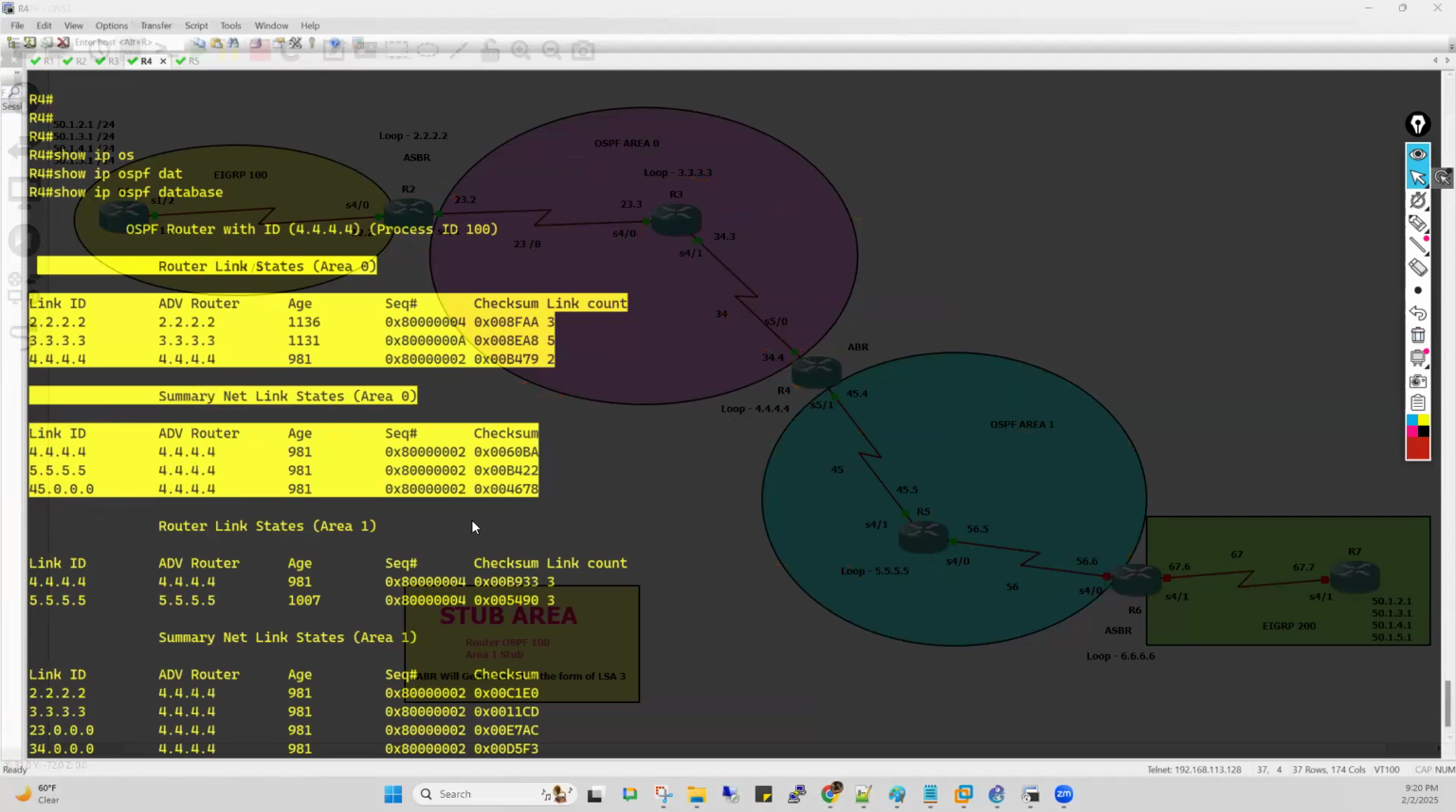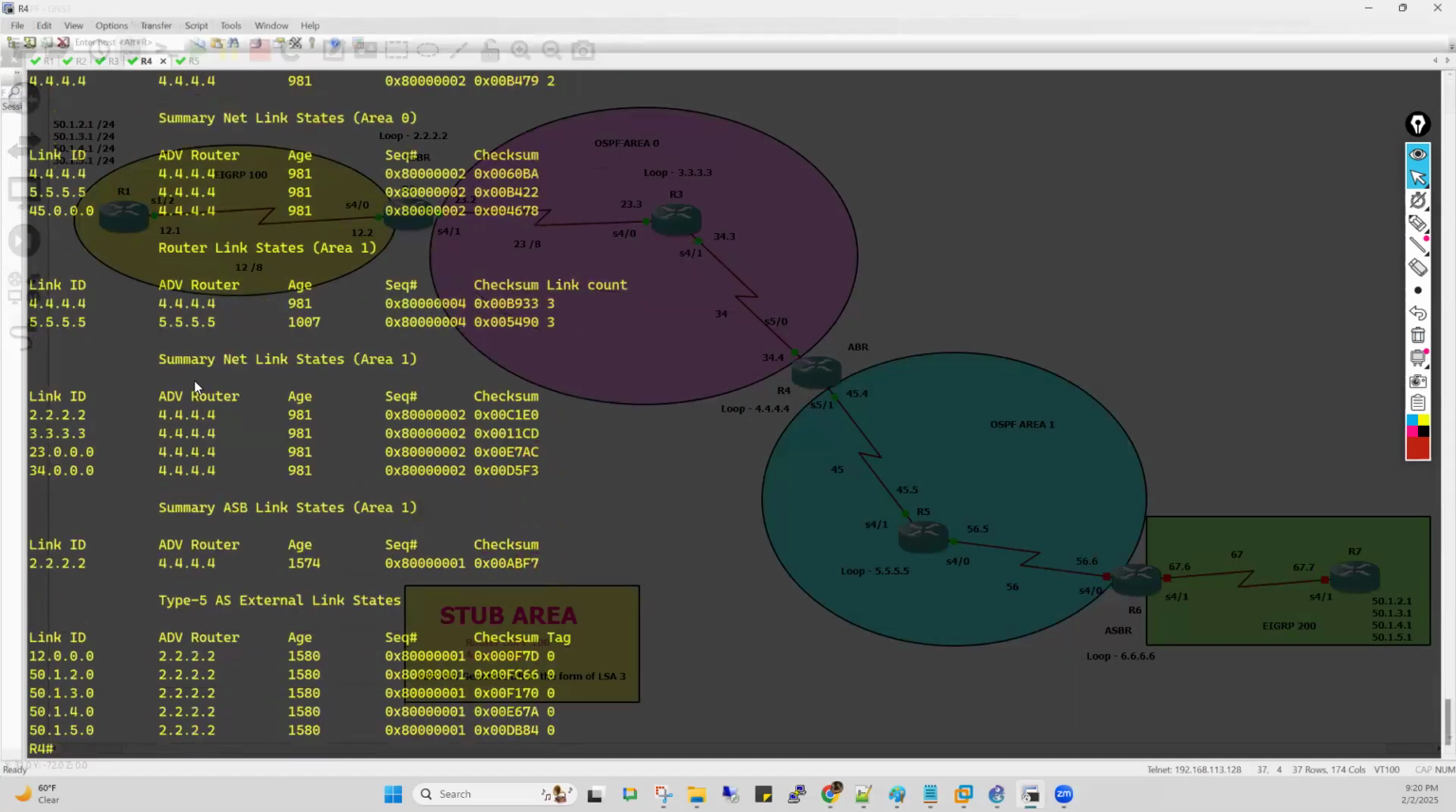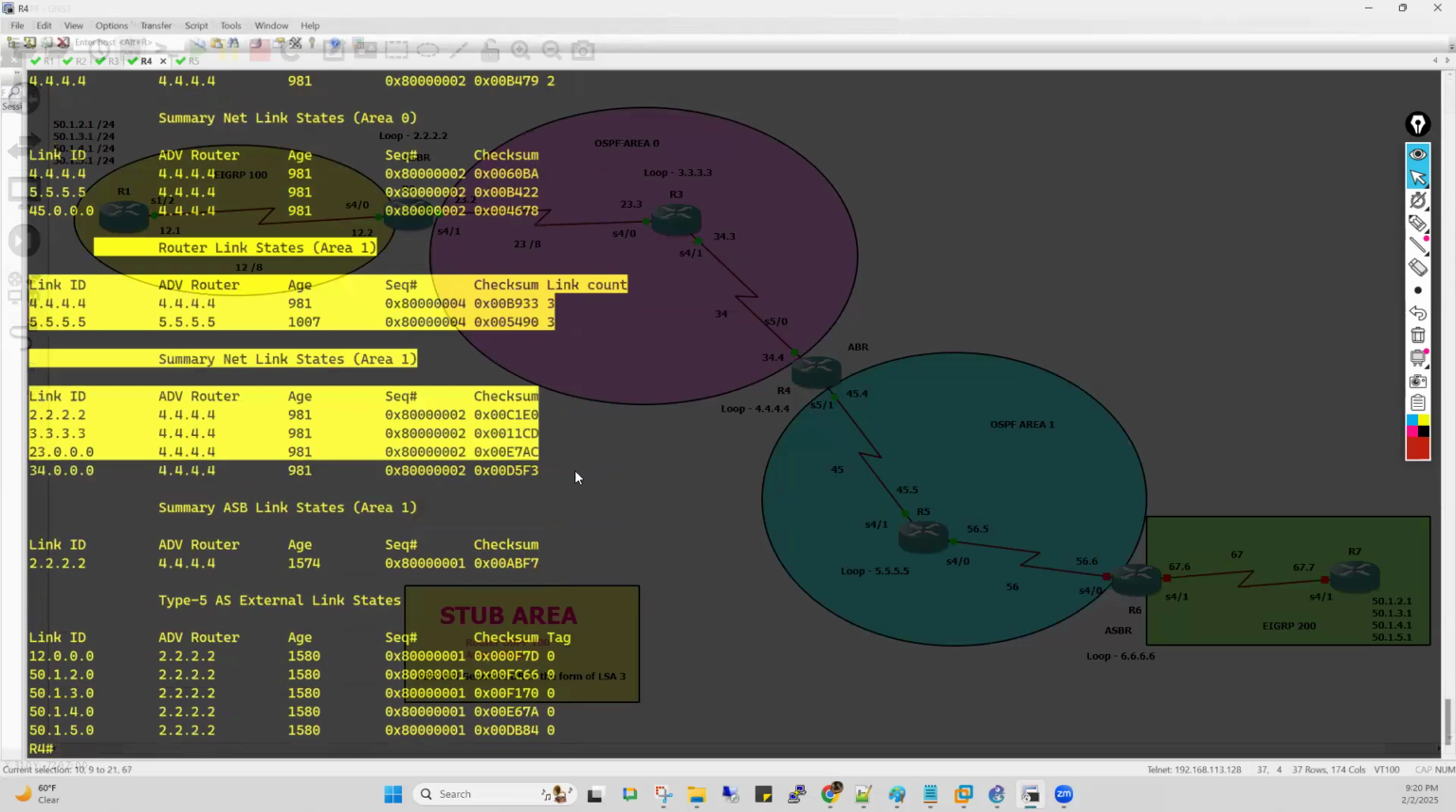Now see this one, area 1. Anyone here who is not able to understand, let me know. Here we can see area 0 information, IDs. In area number 1, area 4, 5, and this one. Done? Everyone? Right? Okay. Now.